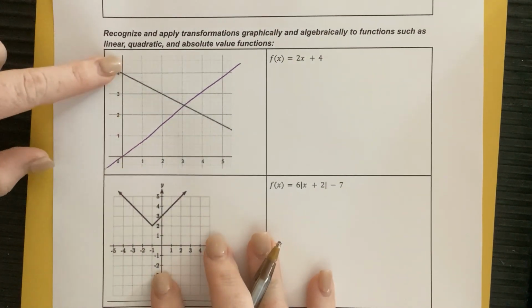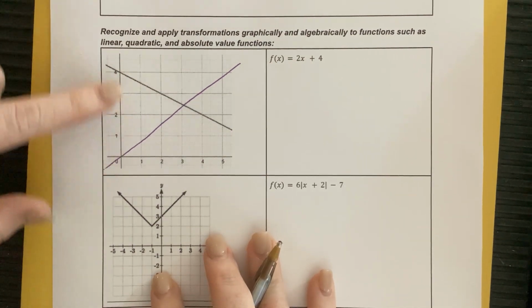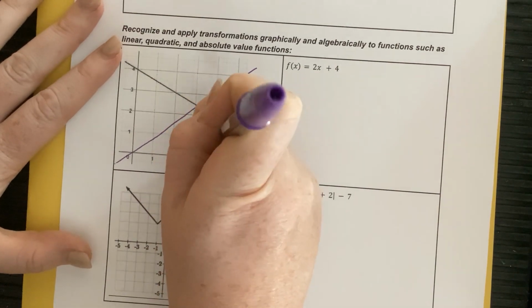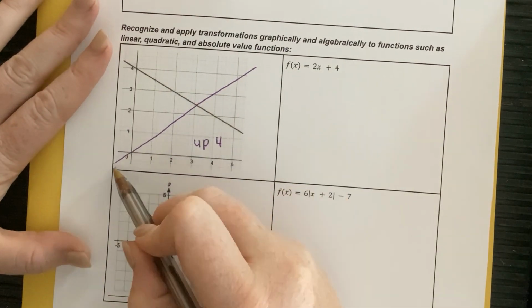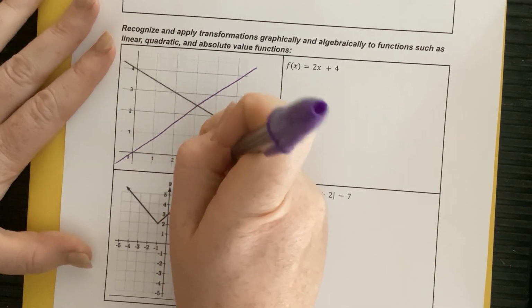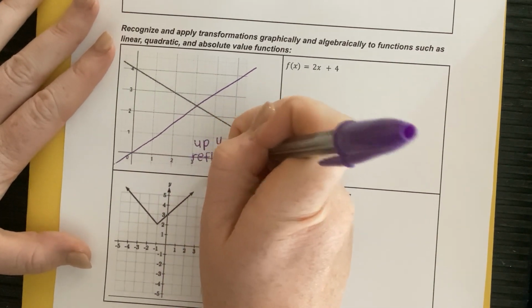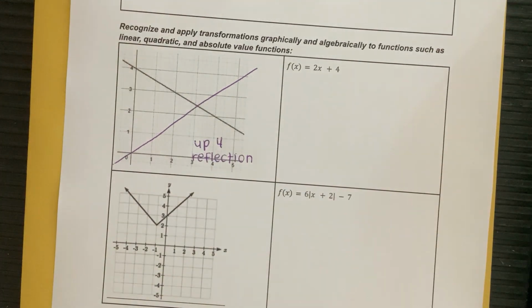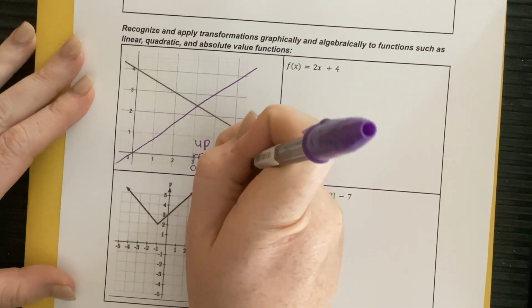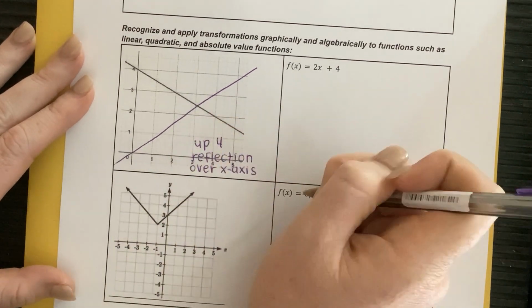Automatically, we moved up 4 because instead of it hitting at 0, 0, now it's hitting at 4. So you could say that this is moving up 4. Also, we went from having a positive slope to having a negative slope. So that means we had a reflection. Now, reflection, which direction is really, really hard to tell, especially off of a line. So when in doubt, you're always going to say that reflection over our x-axis, okay?